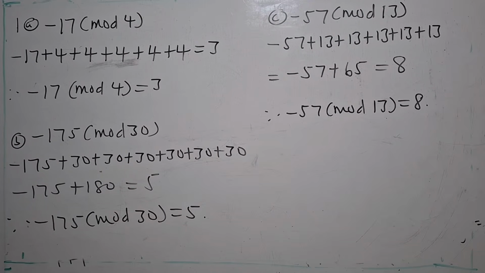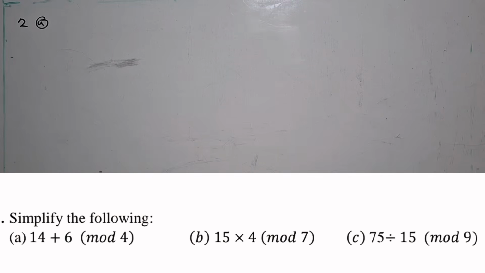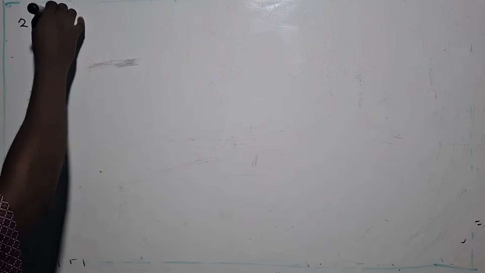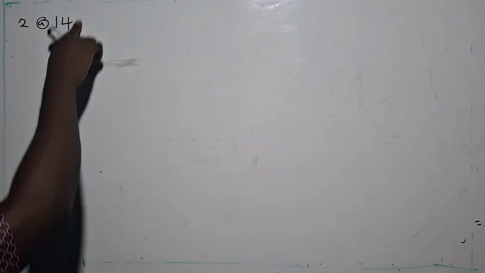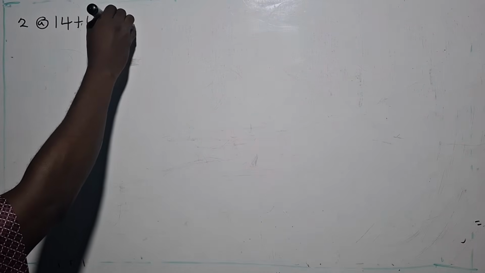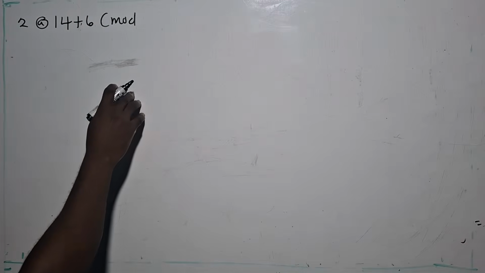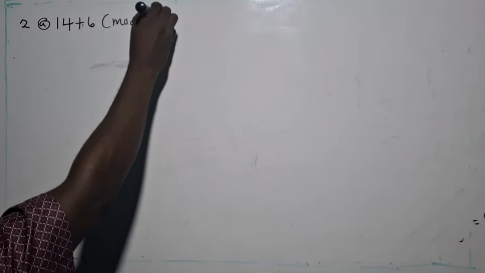So quickly, let's take question 2. Question 2 is to simplify the following: A, 14 plus 6 mod 4, then B, 15 times 4 mod 7, then C, 75 divided by 15 mod 9. Because this is addition, this is the one I'm going to use the two methods to solve.